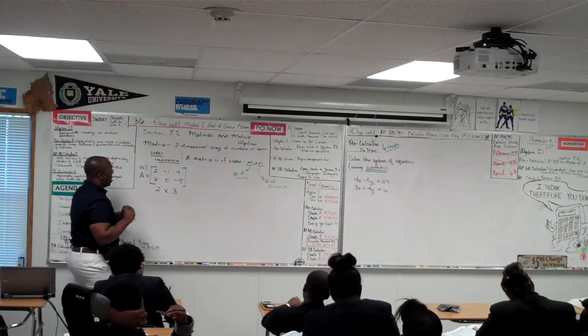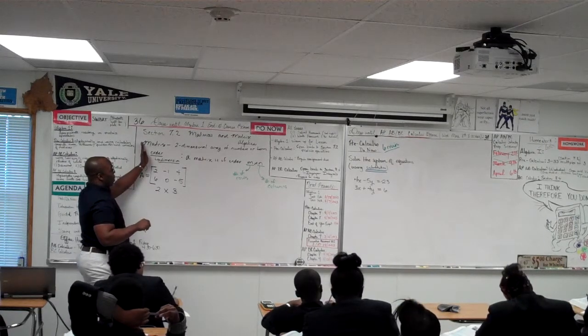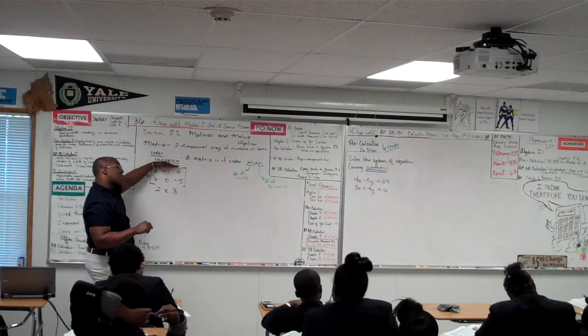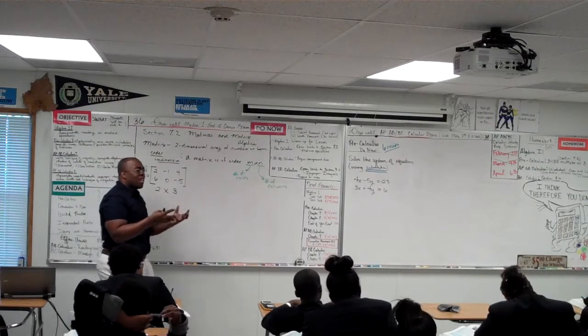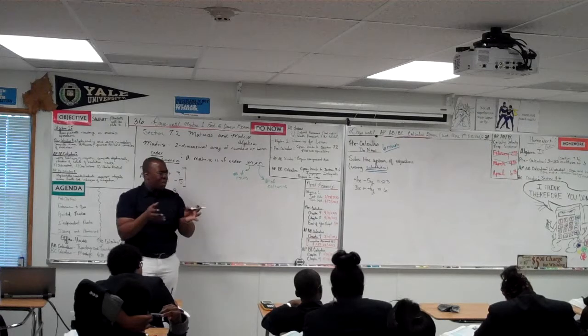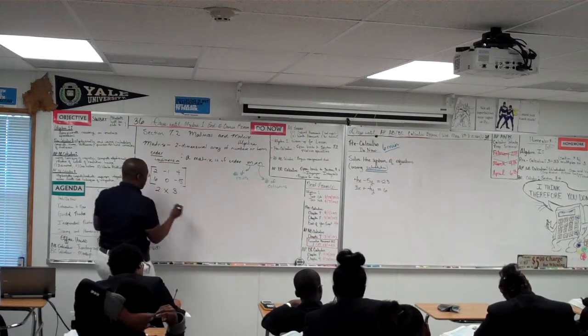Matrix A has 2 rows and 3 columns. So we know what a matrix is. We know how to describe the matrix. But now let's say I want to look at my matrix and I want to be able to tell you what a certain term in my matrix is.